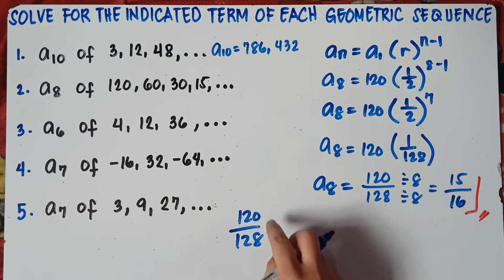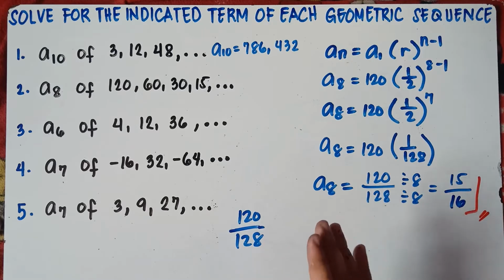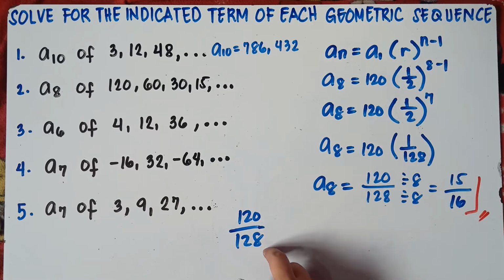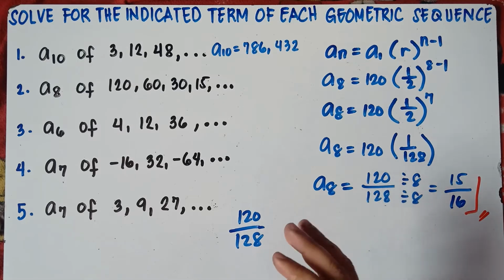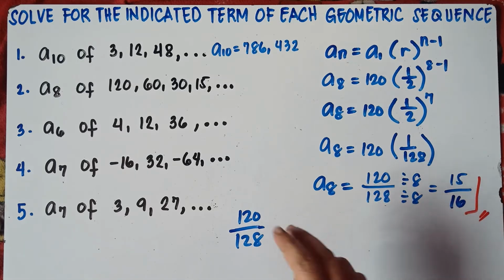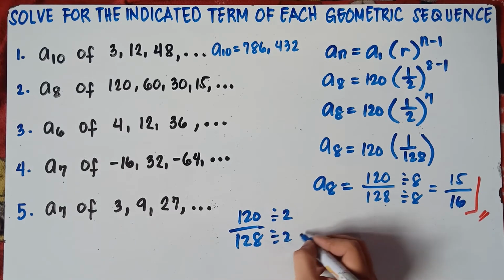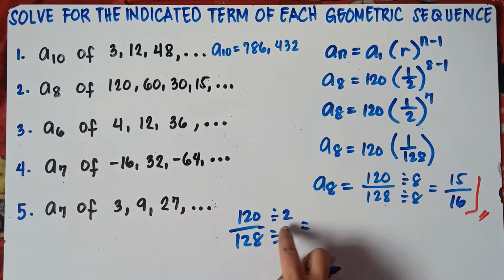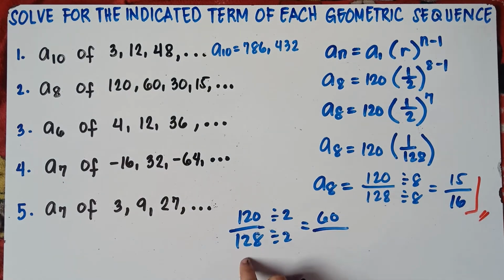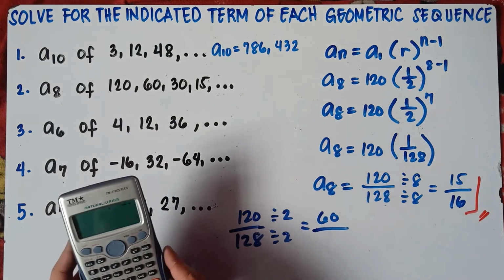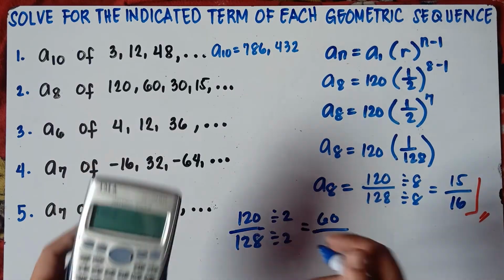I know that this 0 and 8 is divisible by 2. When do we know that the number is divisible by 2? If the last digit is 0, 2, 4, 6, 8, we can divide it by 2. So divide this by 2. 120 divided by 2, half of 120, that is 60. And then 128 divided by 2, that would be 64, I think, right? 128 divided by 2 will be 64.